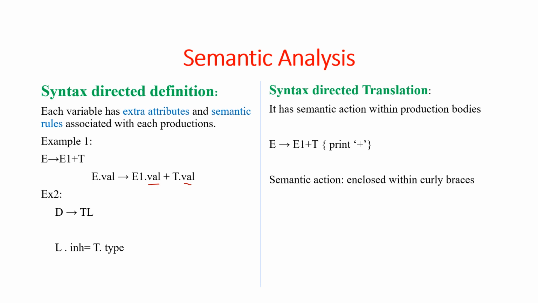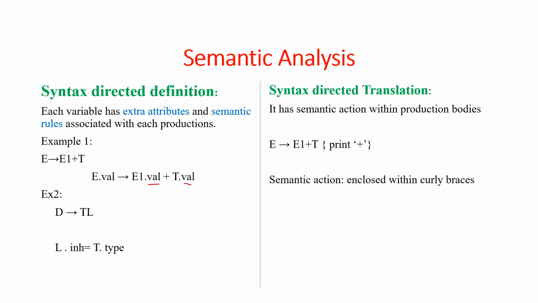What is SDT? SDT has semantic actions within production bodies. That is, small fragments of code along with your productions. Here the semantic actions are enclosed within curly brackets. For example, E tends to E1 plus T. Here the action taking place is print plus, that is concatenate. If it is a string, concatenate two strings. If it is numbers, add two numbers.